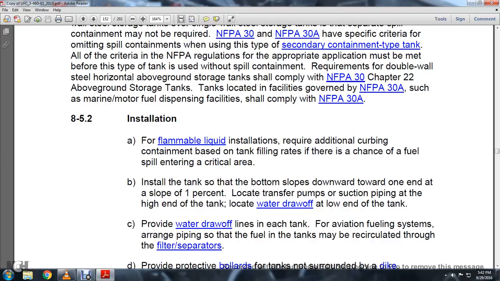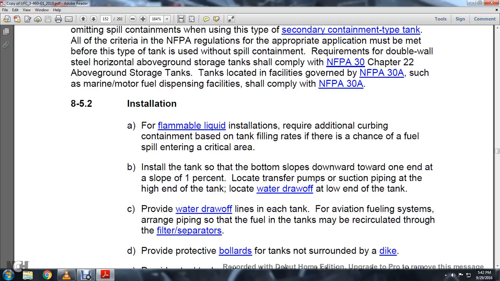Install the tanks so the bottom slopes downward toward one end at 1%. Locate the transfer pump suction piping at the higher end of the tank. Locate the water draw-off at the lower end of the tank. Provide water drain-off lines for each tank of the aviation fuel system, arranging the piping so that the fuel in the tanks may be recirculated through the filter separator.